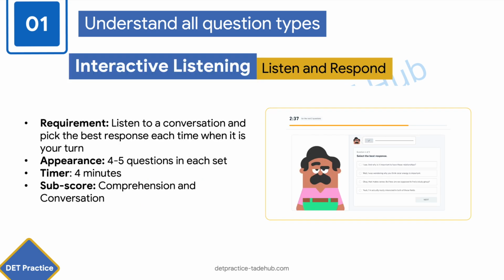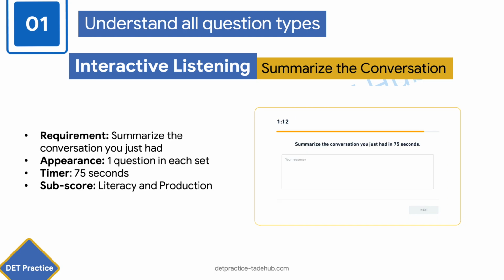In each interactive listening set, we have 4 to 5 questions of the listen and respond, and we need to listen to a conversation and then pick the best response each time when it is our turn. After having the conversation, we need to summarize it, and we have 75 seconds to do that.